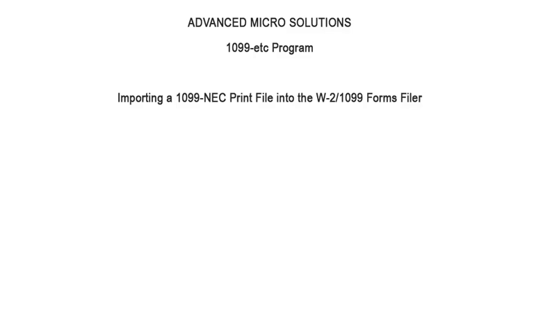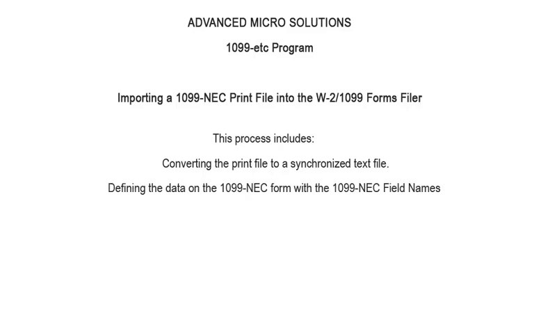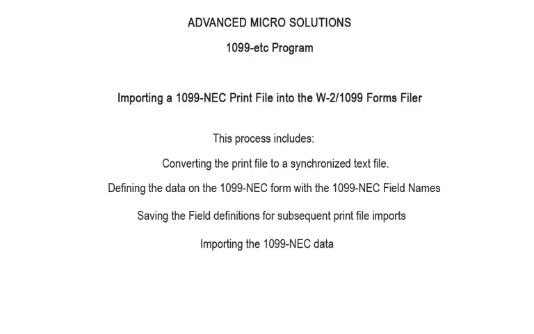This tutorial covers importing a 1099 NEC print file into the W2 1099 Forms filer. When importing, only one pair's 1099 NEC data can be imported at a time. This process includes converting the print file to a synchronized text file, defining the data on the form with the 1099 NEC field names, saving the field definitions for subsequent imports, and finally importing the data into the 1099 NEC forms. What is a print file?